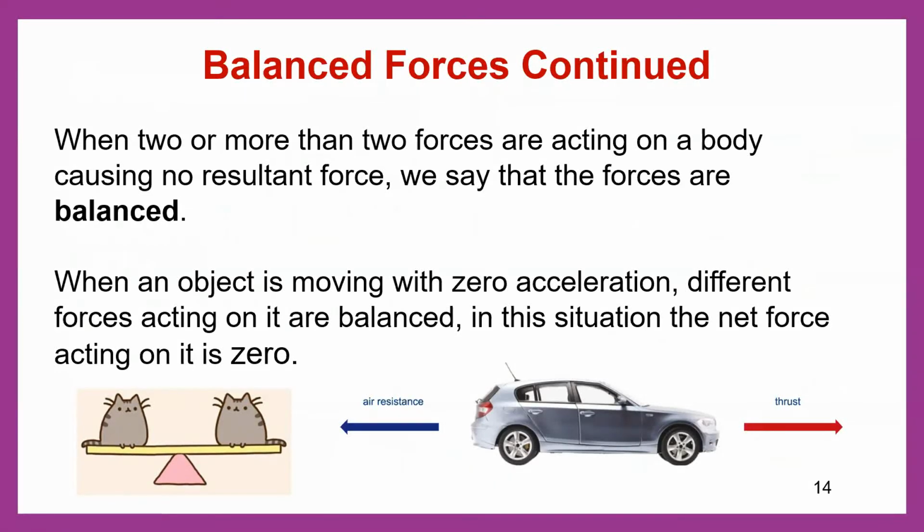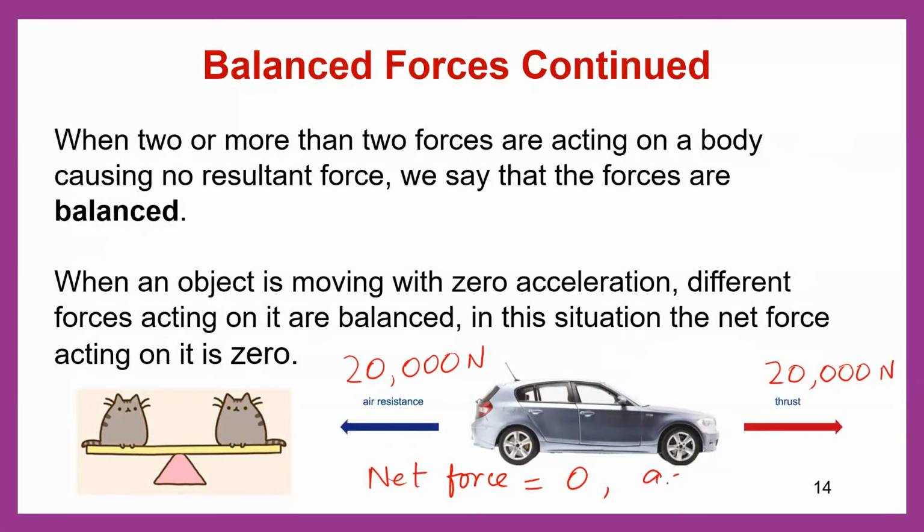When an object is moving with 0 acceleration, the different forces acting on it are balanced. In this situation, the net force acting on it is 0. If we look at this example, the thrust of the engine of the car is 20,000 newtons, and if the air resistance acting backward is also 20,000 newtons, in that case the net force is going to be 0, and the acceleration of the car is going to be 0, so the forces are balanced.